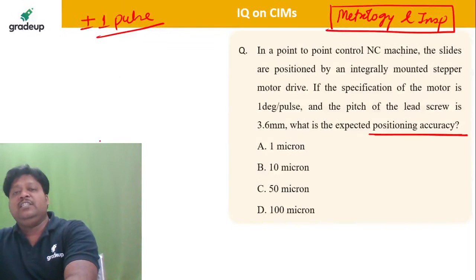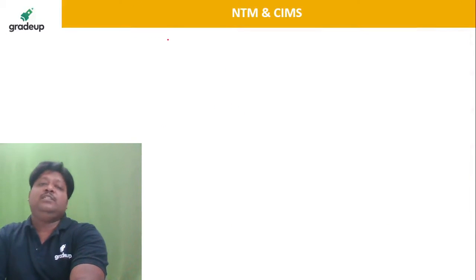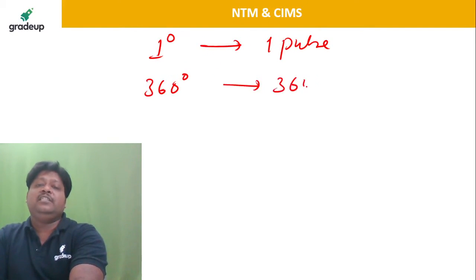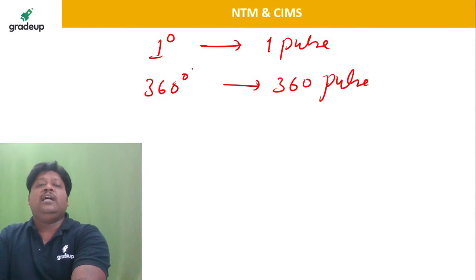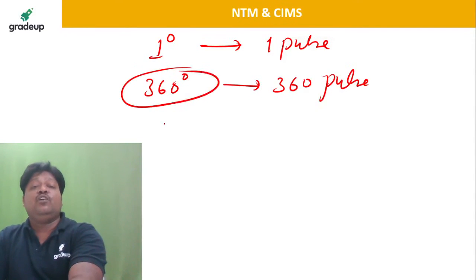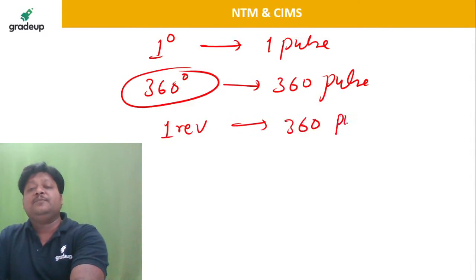So for this question, dear students, see what they are saying. If the specification of the motor is 1 degree required for 1 pulse, then definitely if I take 360 degrees, I will require 360 pulses. And you know that 360 degrees means 1 revolution of that motor shaft. So it will be 360 pulses.